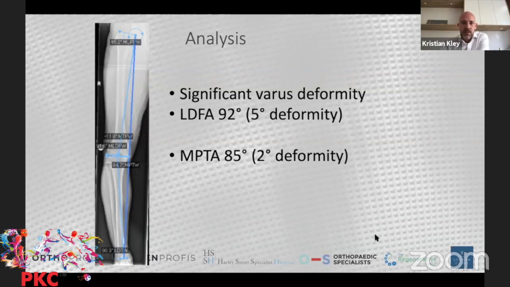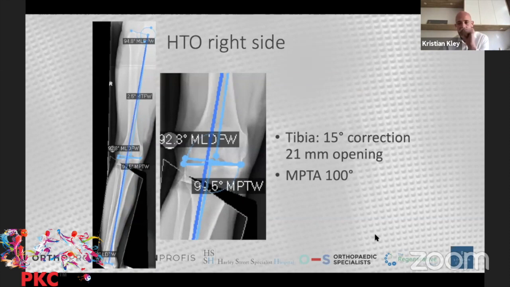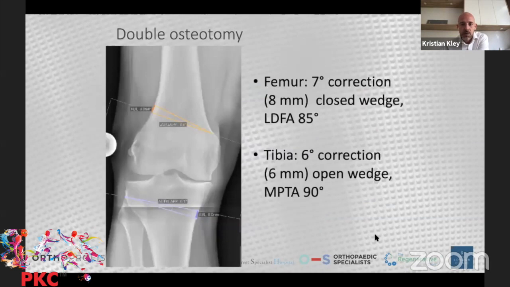So the analysis of the malalignment came out with an mLDFA of 92 degrees and an MPTA of 85. So the overall deformity was way more in the distal femur than in the proximal tibia. Thus, it was a varus, of course. Now, if you treat this varus by a single level HTO, you end up with an MPTA of 100 degrees, as we said, and with a massive opening of some 20 millimeters. So obviously, that creates something which is highly abnormal and rather has to be considered as palliative surgery.